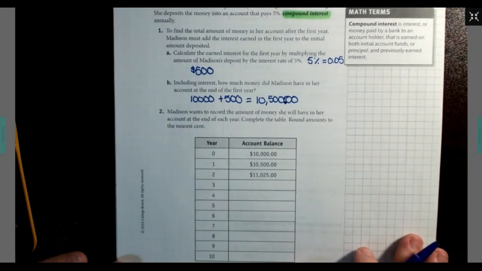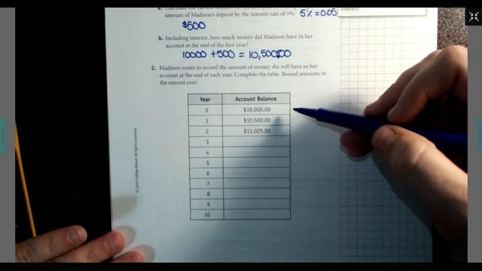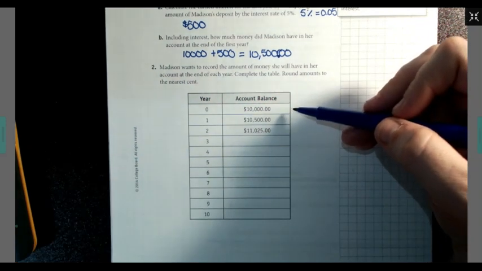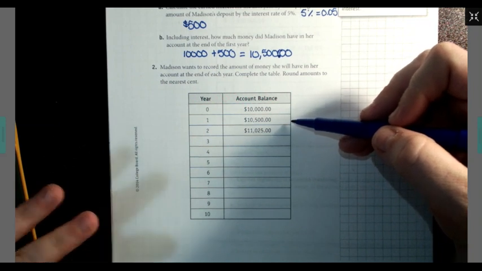Number 2 says, Madison wants to record the amount of money she will have in her account at the end of each year. Complete the table and round your amounts to the nearest cent. So that means I have to keep repeating this process of multiplying by the 5% and then adding it back to the amount of money in the account. They've started it off for me. In year 0, she had $10,000 in the account. At the end of year 1, she has $10,500 in the account.